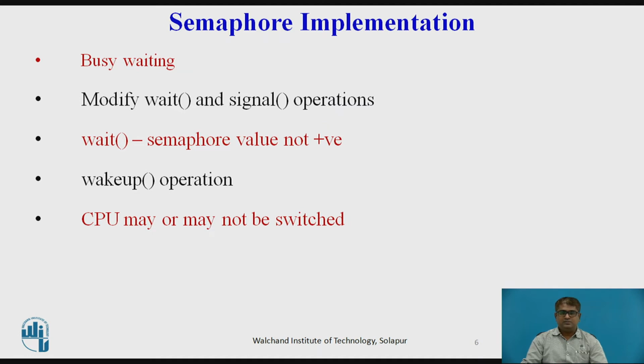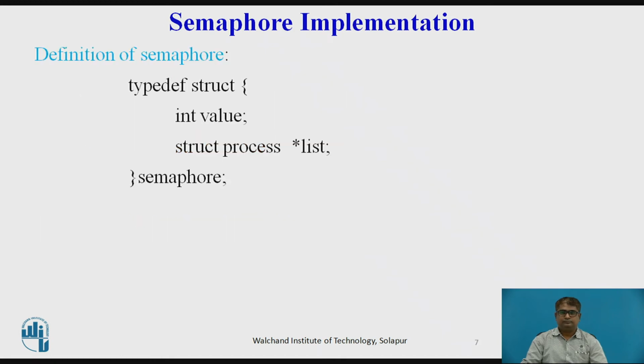To implement semaphores under these conditions, we define a semaphore as follows. So here is the definition of a semaphore. Each semaphore has an integer value and a list of processes. When a process must wait on a semaphore, it is added to the list of processes. A signal operation removes one process from the list of waiting processes and awakens that process.